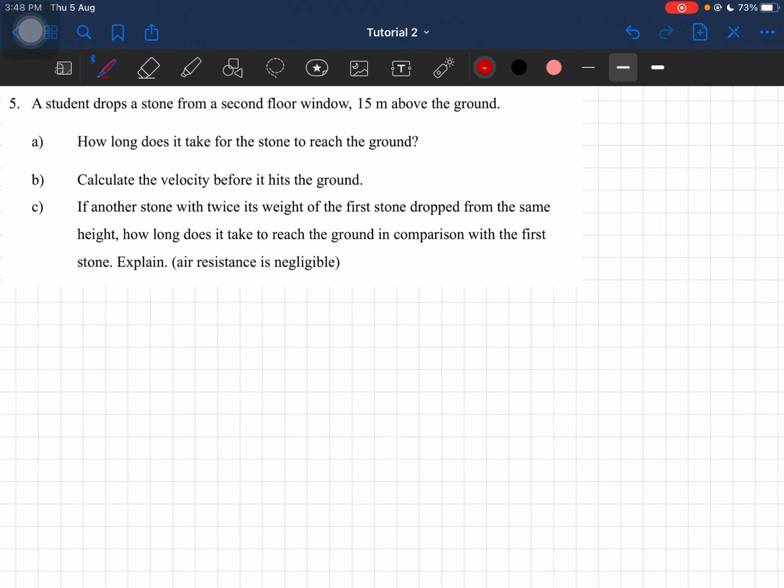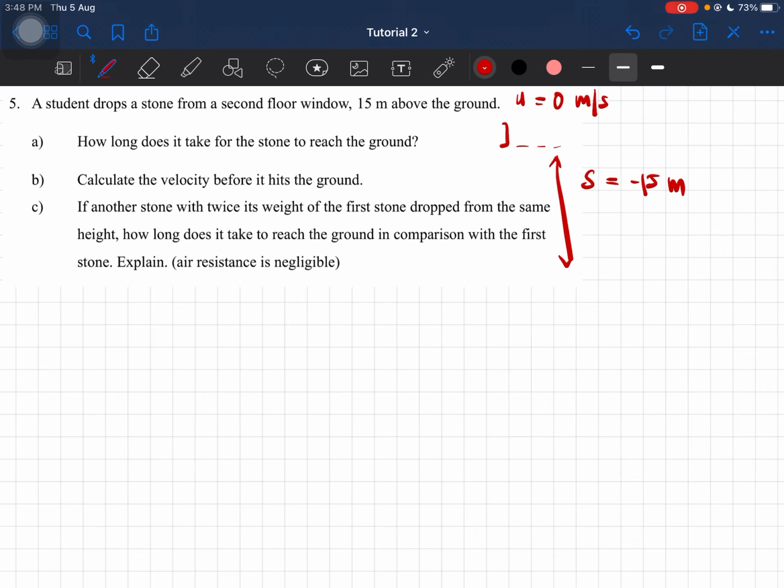So now we can kind of draw the situation. The window is 15 meters from the ground, in which that is S. The stone is going downward, so negative 15 meters. The student dropped the stone. He dropped the stone, which means the initial velocity of the stone is 0 meters per second.